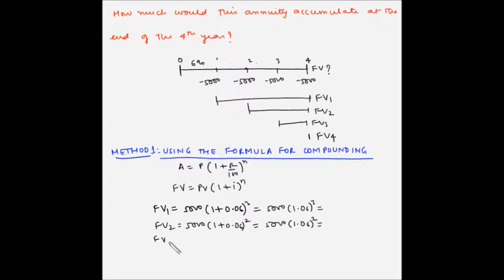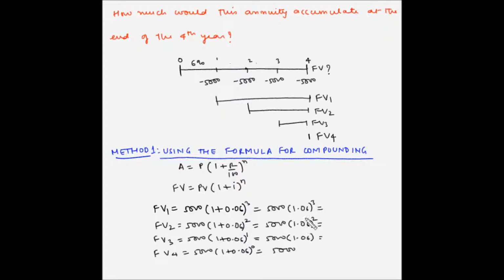Similarly, the third investment is 5,000 into 1 plus 0.06 to the power 1, which is equal to 5,000 into 1.06. And the fourth investment is not going to attract any compound interest because it is at the end of the fourth year. So 5,000 into 1 plus 0.06 to the power 0, which is equal to 5,000.